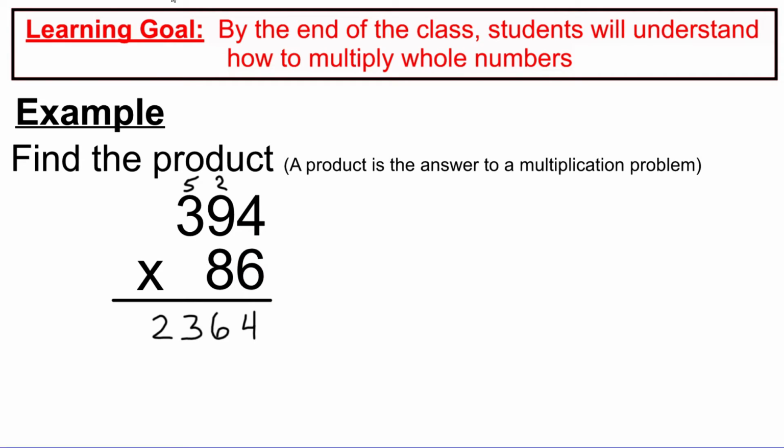Now I'm going to get rid of these things that I carried, because we're moving on to a different number. So now we're going to focus instead on the 8. When I look at the 8, I'm going to do the same thing. I'm going to multiply the 8 by each of these values here: by the 4 and by the 9 and by the 3. Here's the catch, though. Let's do the first one. 8 times 4 is 32.